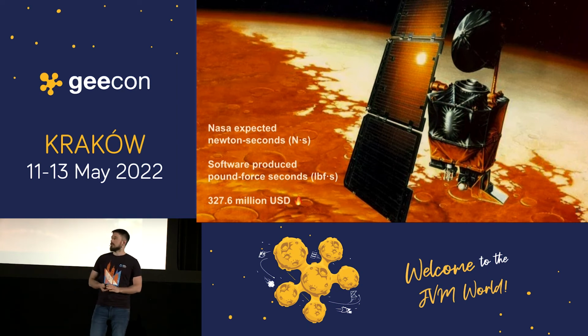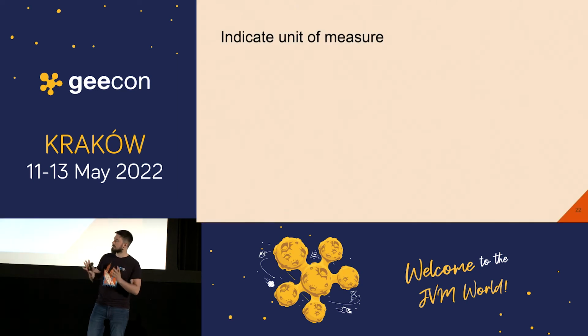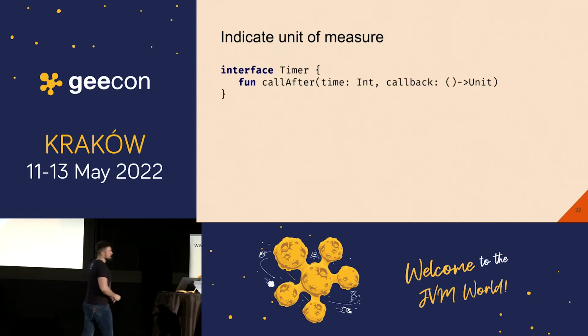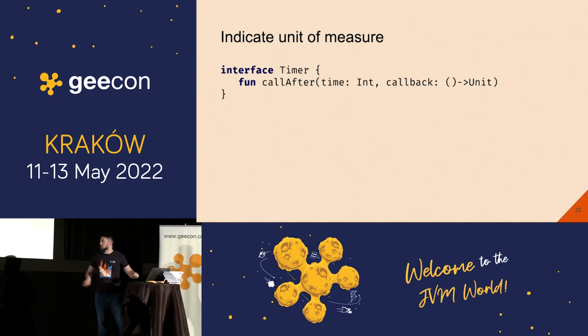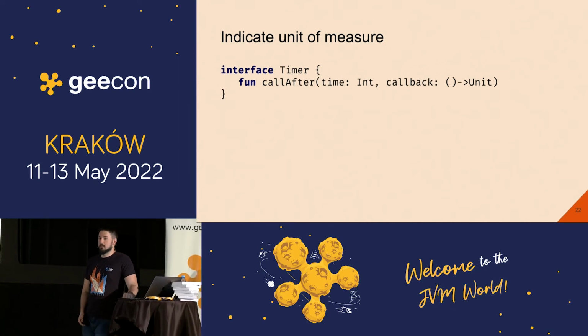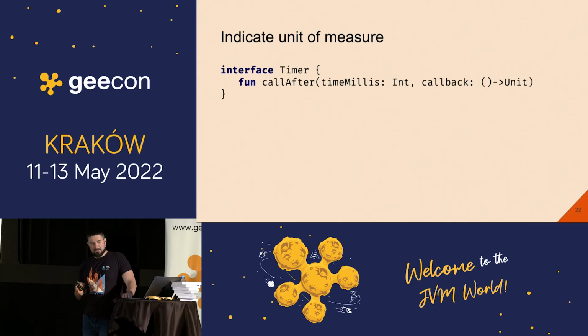And how do we indicate units of measure? Let's imagine a simple API that accepts a time. What is this time? We don't know. It's not clear at all. You can read documentation, but nobody does that. So it's not very safe to implement it this way. A simple improvement, not very safe, could be to use a unit of measure in the parameter name. So you could name it timeMillis. It's not very safe, but it is an improvement.